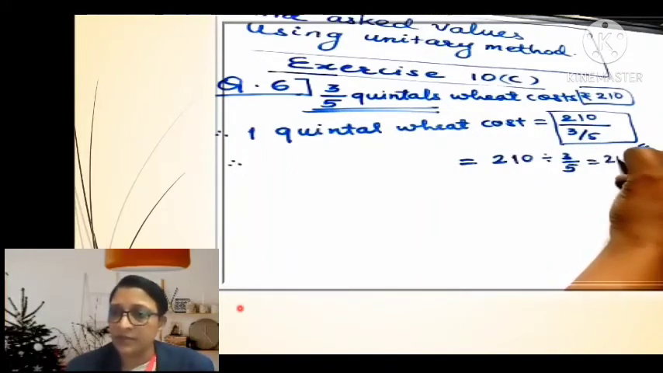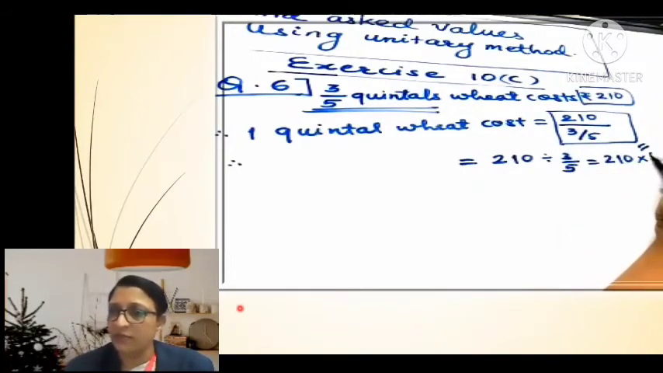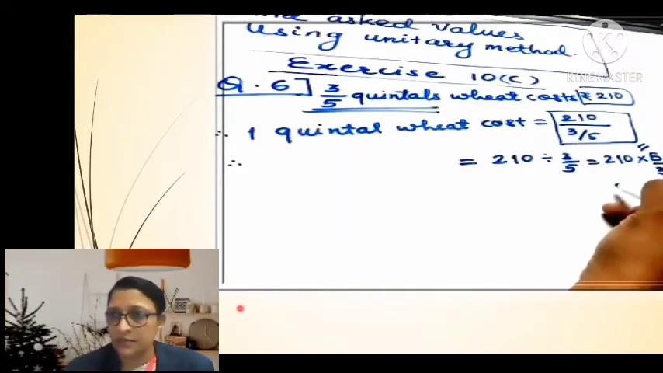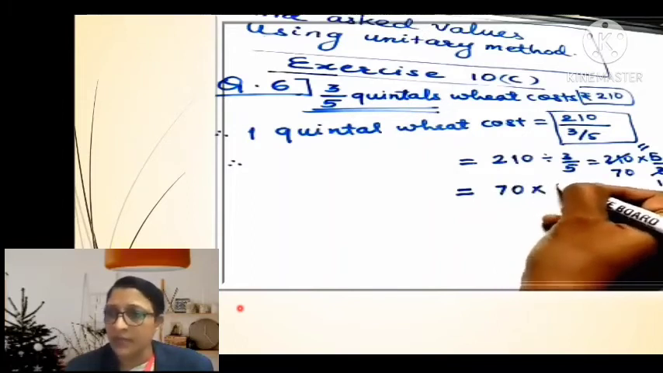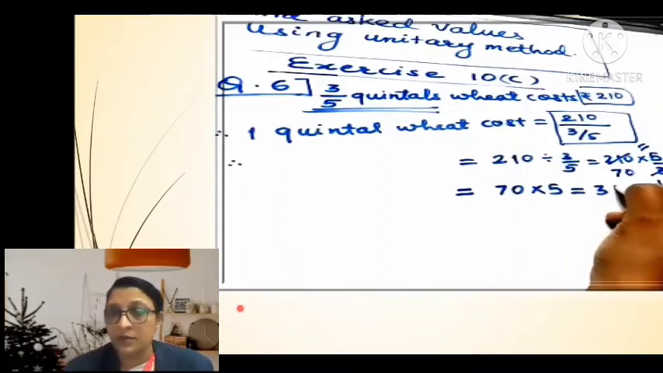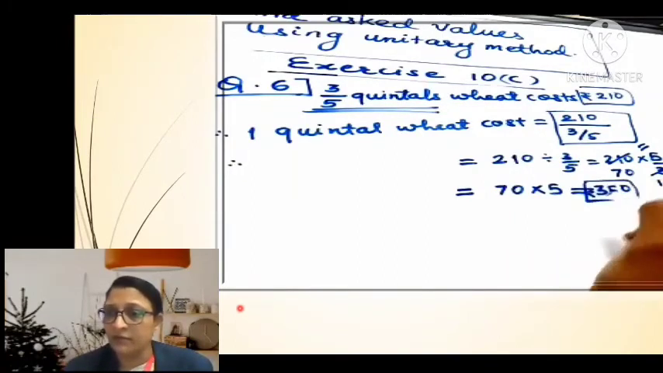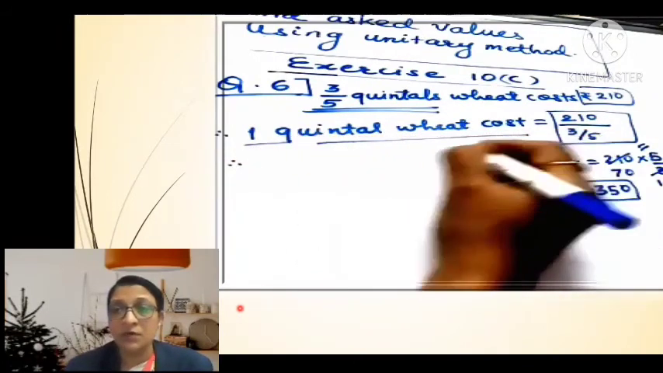Here in the next step, this division we will convert as multiplication. So 3 by 5 will get inverse. So we will write multiplicative inverse as 5 by 3, and on dividing we'll get 70 multiplied by 5. So the cost of 1 quintal wheat is rupees 350. This is the first answer.